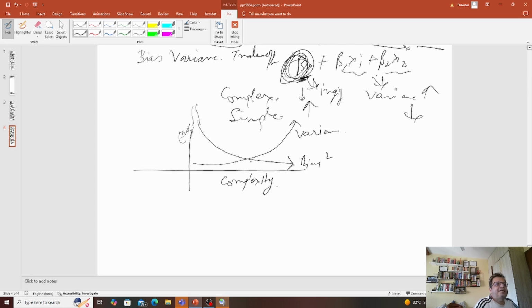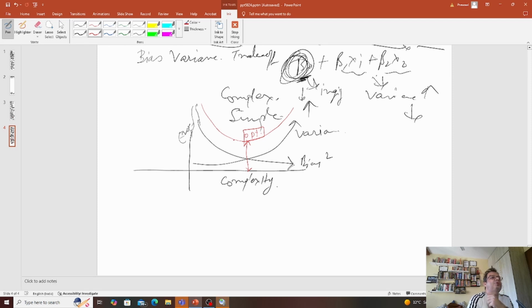This kind of a diagram will always come in your exams. What should actually be done? You need to find some kind of an optimization. This is maybe your optimal value, where your bias and variance both balance out each other.